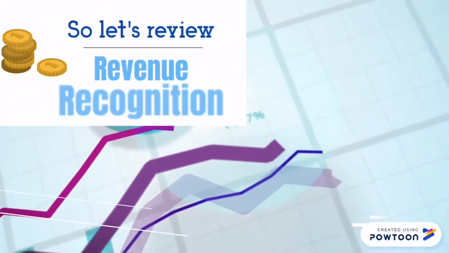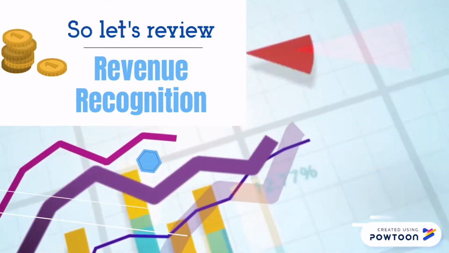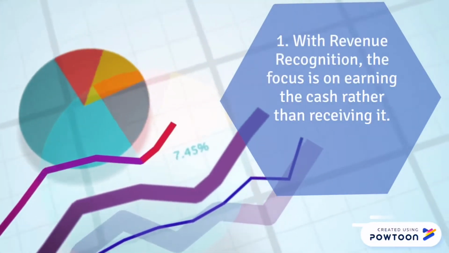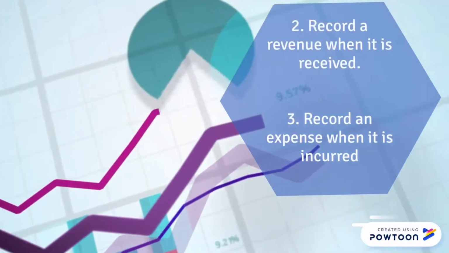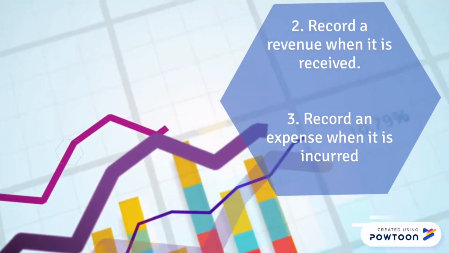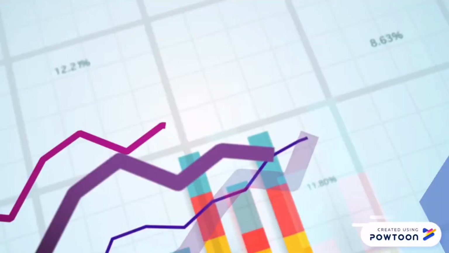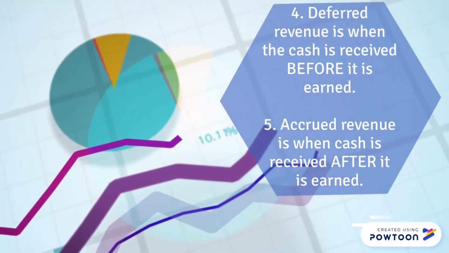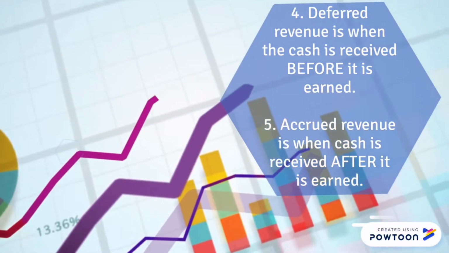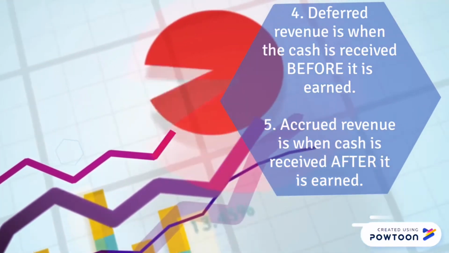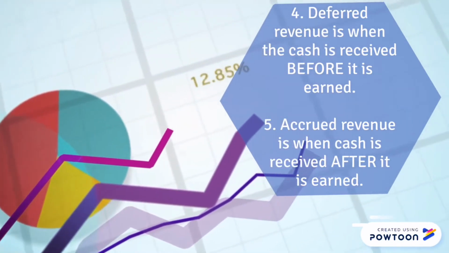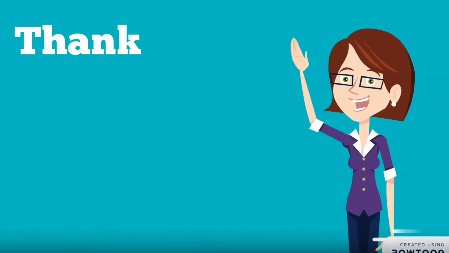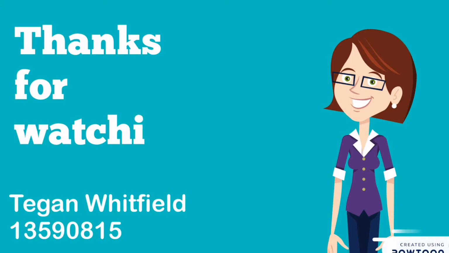So let's review what we now understand about revenue recognition. The focus is on earning the cash rather than receiving it. We record a revenue when it is earned and we record an expense when it is incurred. The term deferred revenue is used when cash is received before it is earned, while the term accrued revenue is used when cash is received after it is earned. Now you too can use the revenue recognition principle in accounting for real-world transactions.